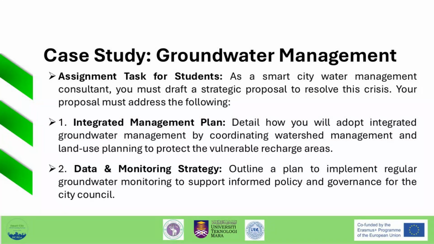This brings us to your assignment for this unit. You will step into the role of a smart city water management consultant. Your task is to draft a strategic proposal to resolve the crisis in Aquatech Metropolis. Your proposal must successfully address the following two areas: integrated management plan. You must detail how you will adopt integrated groundwater management. Specifically, you need to coordinate land use planning and watershed management to protect the city's vulnerable recharge areas.